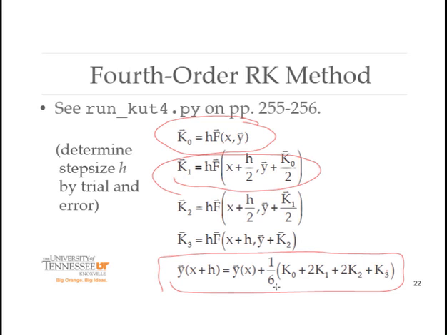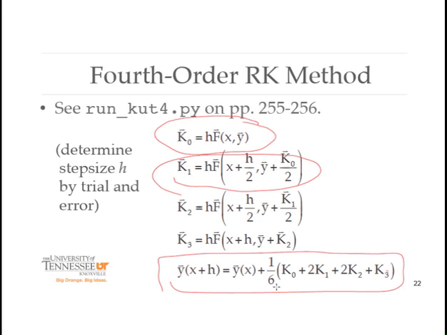Determining the step size is usually by trial and error, though. You don't want it too large, but yet if it's too small, then you're taking many more evaluations than you wanted to. So it's just sort of a little bit of an art and science there. But we'll look just quickly at what the code in Python looks like to do this Runge-Kutta method.